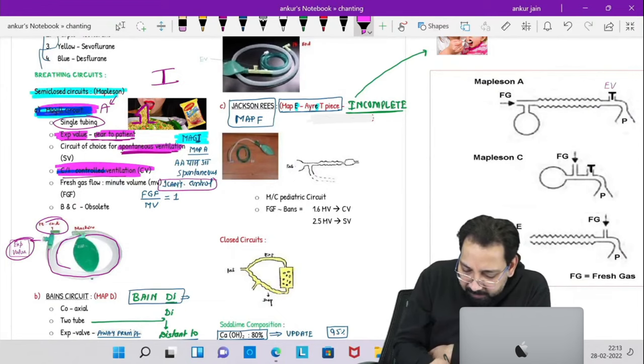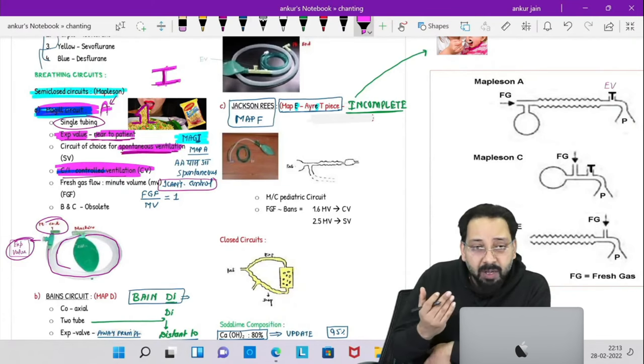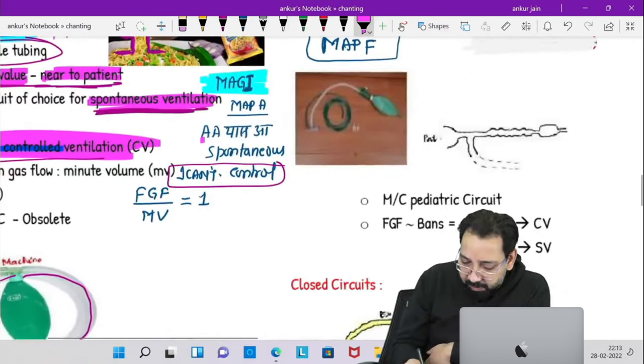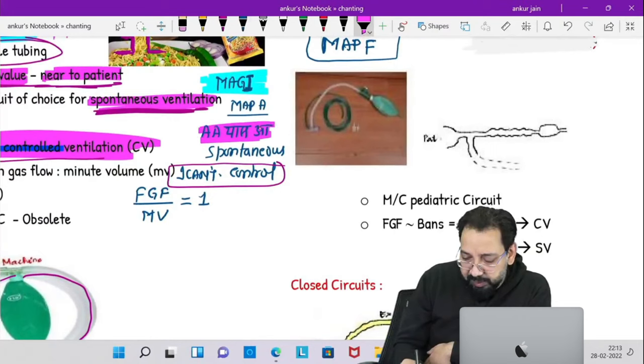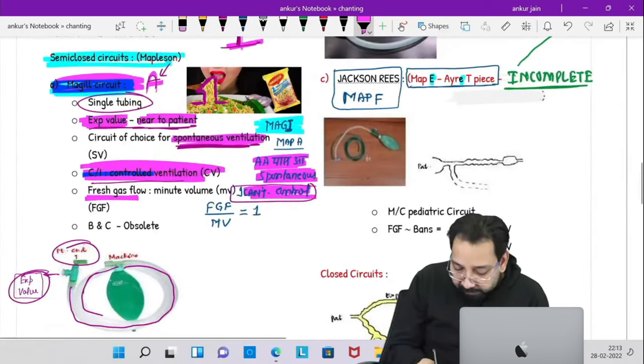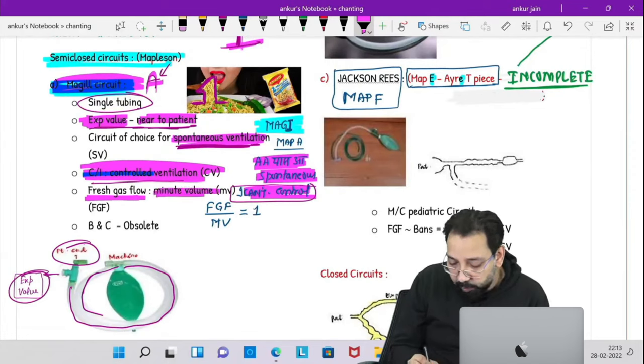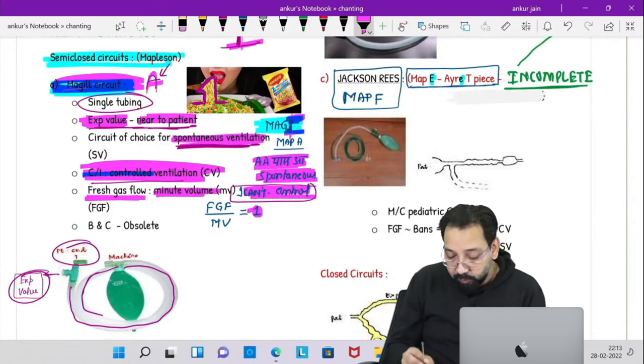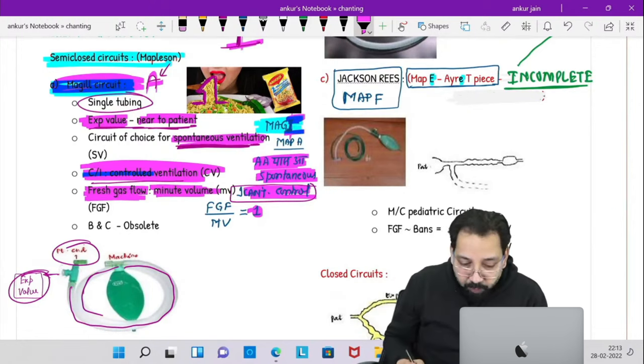Okay, Magill circuit, I first. Okay, Mapleson A, pass A means near to the patient. Yes, spontaneous. You can't control, and the ratio of fresh gas volume and minute volume is 1. So 1 you will remember. So you can say fresh gas flow is equal to minute volume. Okay.